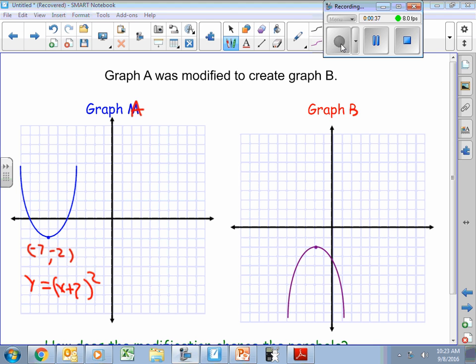X plus 7, out of the parentheses. Okay, and the 2 is on the outside by itself. Minus 2. Again, if you look at the vertex, if you know the vertex, you know the numbers. The only thing you have to decide is the sign on the 7.